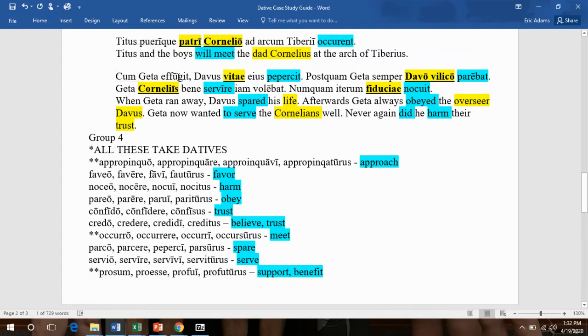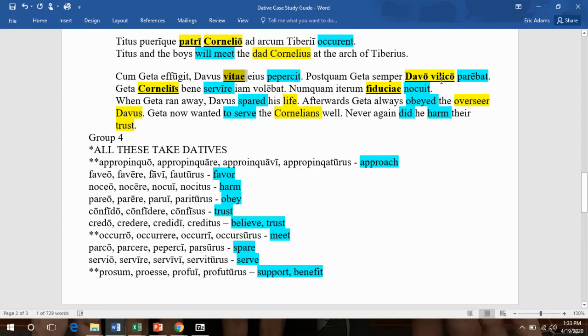Cum Geta effugit. Now, if you look at the principal parts of effugit, effugio, effugere, effugi, that perfect stem of EFF long UG tells me it's not a present. And so it's perfect tense with a perfect ending. E is the "it." When Geta ran away, did run away, has run away, Davus spared his life. Pepercit, from parco, parcere, peperci, parsurus, is obviously a verb that is special, takes dative objects, and so the word vita, which is life, like your vital signs, is in the dative case.